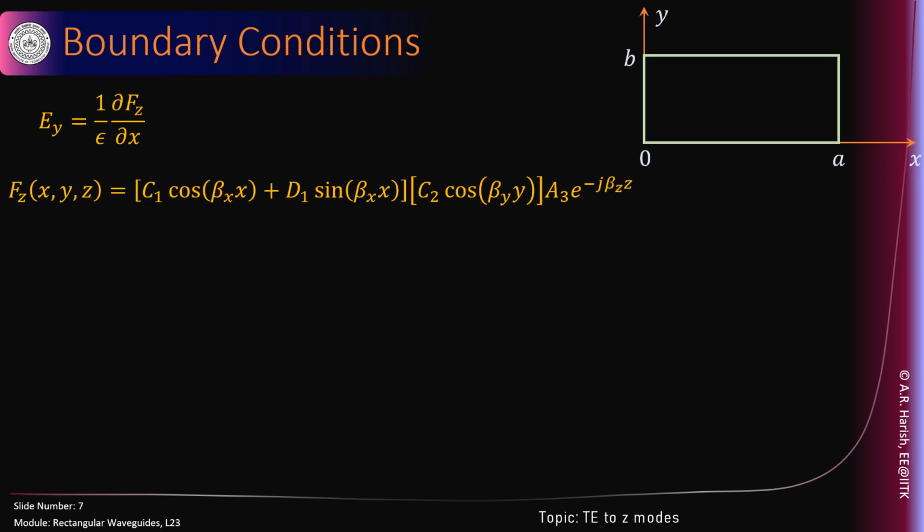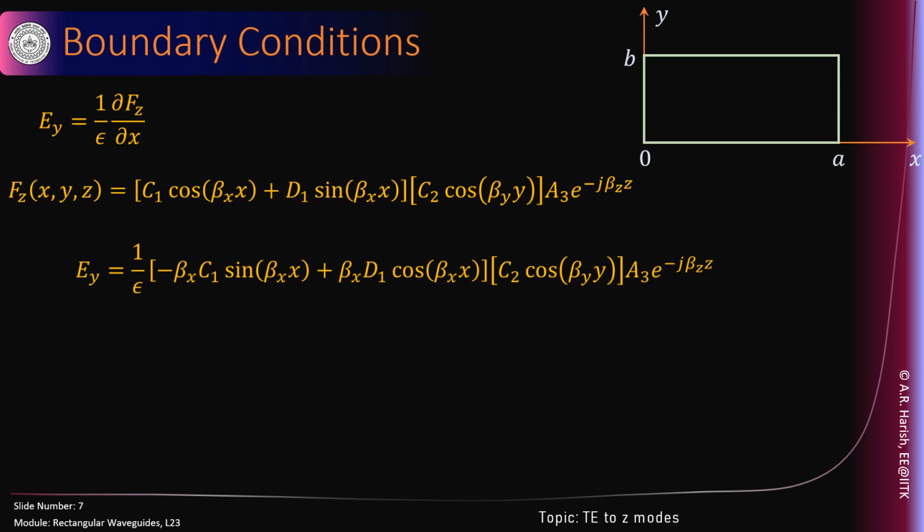Now, the other boundary condition, which is Ey, the y-directed tangential component, should be 0 on the walls. So evaluate Ey first, by substituting Fz in that equation above, 1 upon epsilon del Fz by del x. Differentiating with respect to x, we get Ey. This is 0 at x equal to 0 and x equal to a.